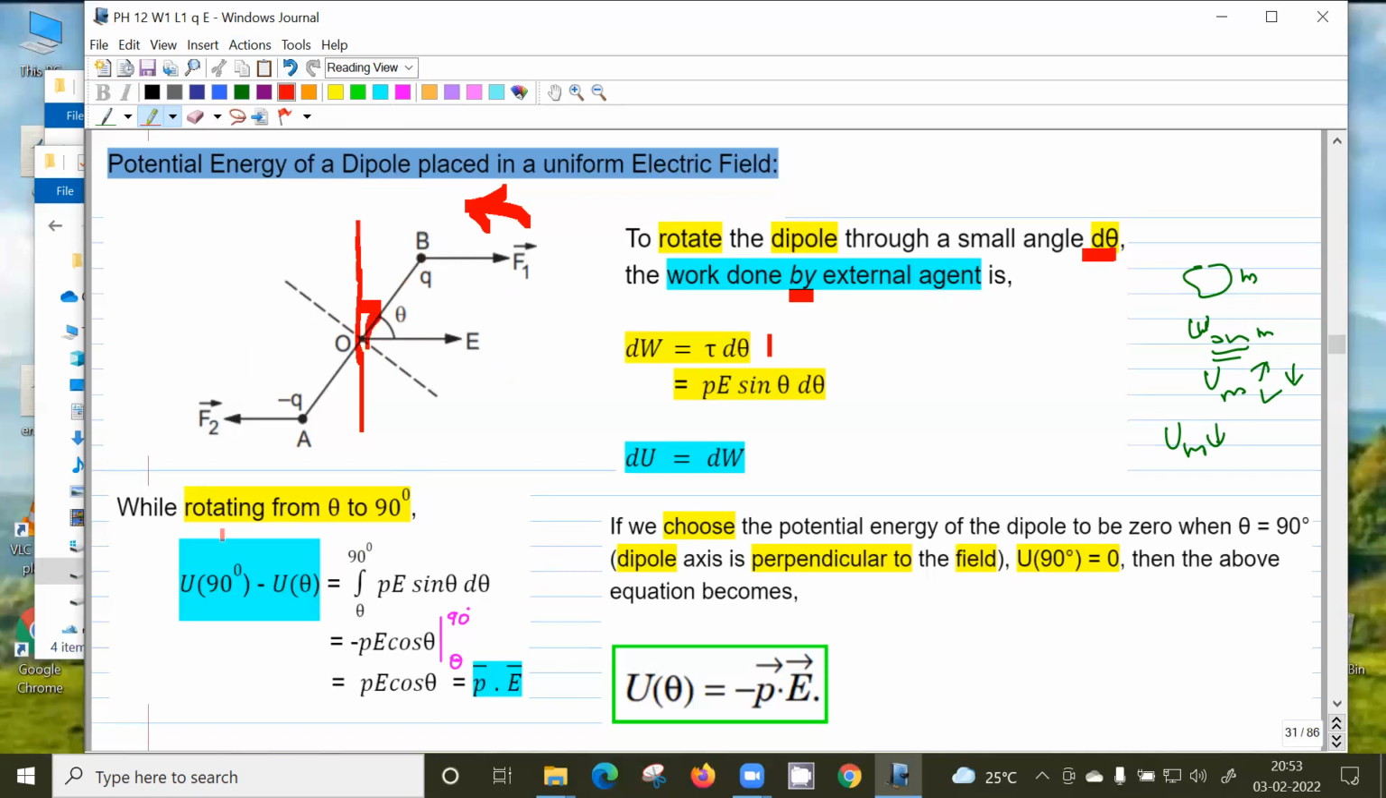So when I do this, the total work done is this elemental work done. I have to integrate from theta to 90. That will be the increase in the potential energy, so final potential minus initial potential energy. Is this clear? Yes, sir. So the integral of sine theta is minus cos theta, and I have to put the limits. Cos 90 is 0. So this I can write as P dot E.